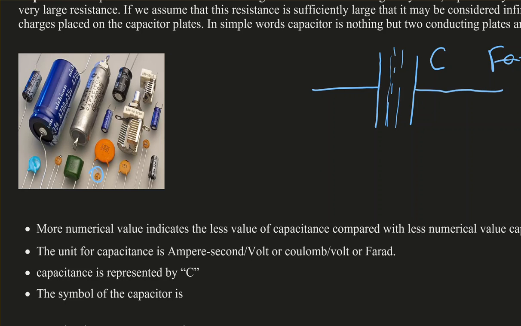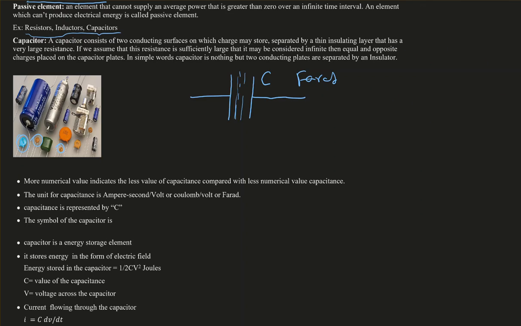Here you see the small capacitors, most probably used in electronic components. These capacitors are used in electronic circuits. When it comes to electrical motors, the capacitor size is a little bit bigger. So capacitance we indicate with C, measured in farad. Capacitor symbol is C, measured in farad.